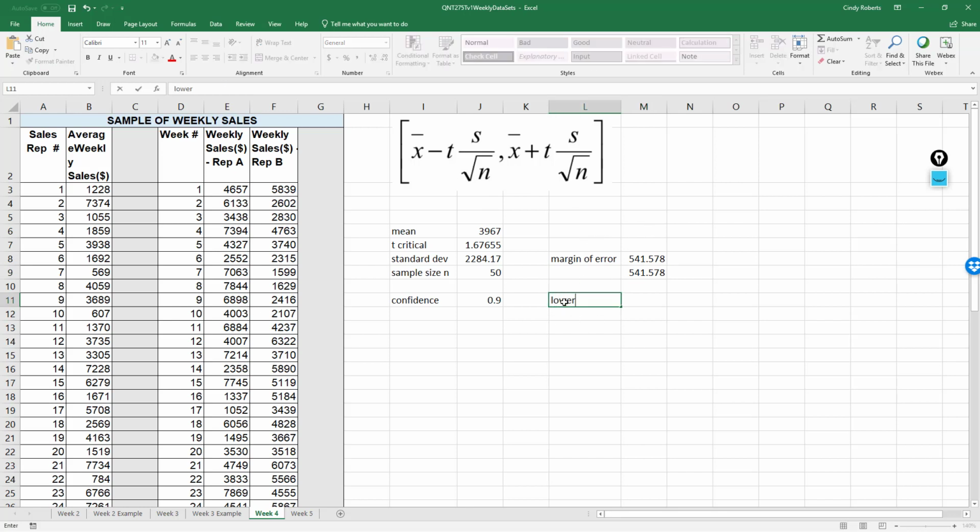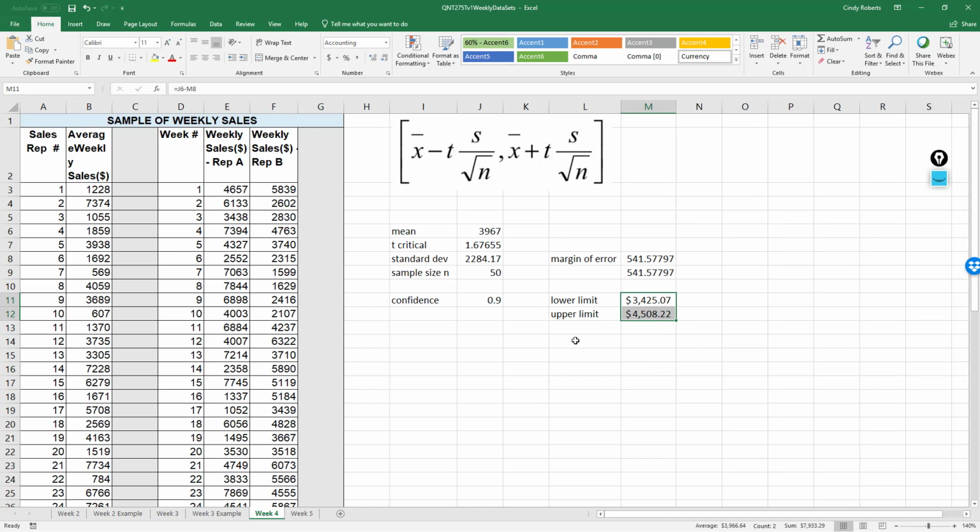So we'll say lower limit, upper limit, by taking your sample mean minus your margin of error and your sample mean plus your margin of error. And once again, you probably want to put these all in dollar amounts, since they say these are sales. But then that gives you, if I went out and took 100 samples, I would expect 90 of them, because of my confidence, 90 of them to be within this interval.